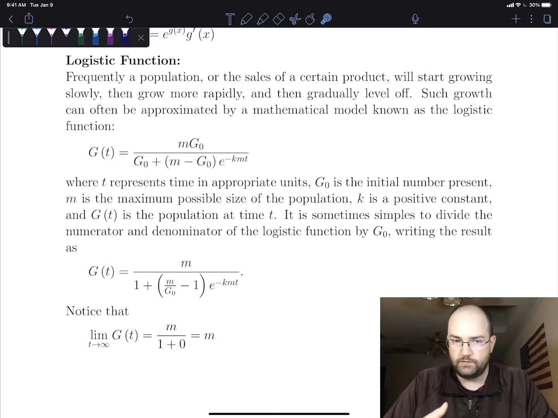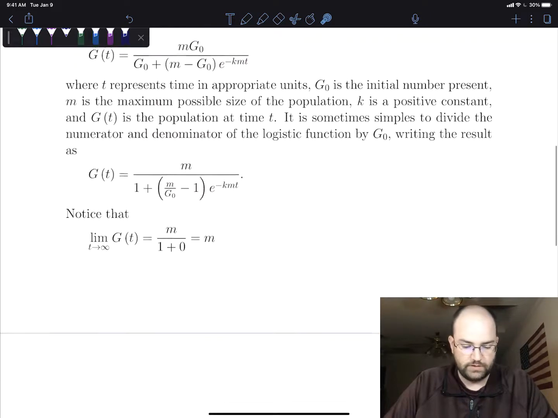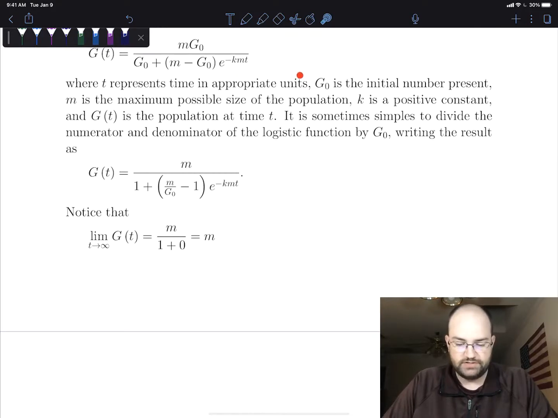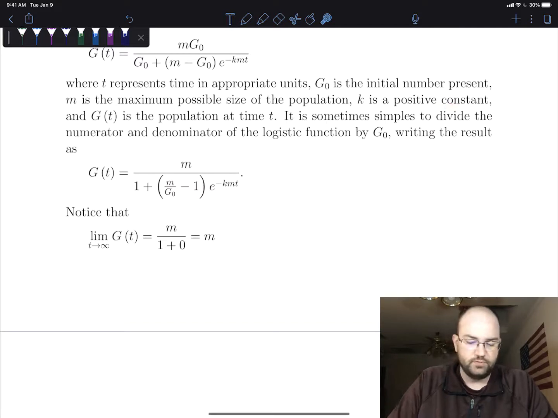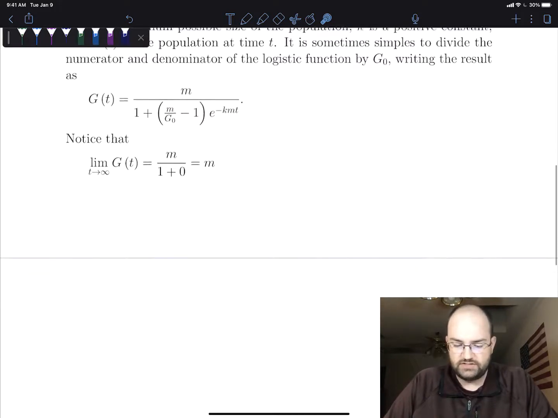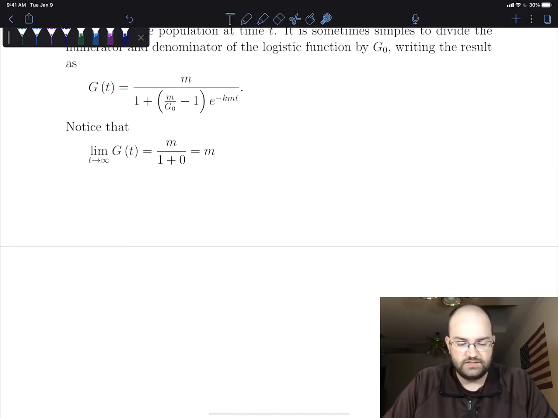Now, there's another way of writing this. We'll see that in a second, where t represents time in appropriate units. G naught is the initial number present. M is the maximum amount, the maximum possible size of the population. K is a positive constant, and g of t is the population at time t. It is sometimes simpler to divide the numerator and denominator by g naught, and you get the following. So you get g of t is equal to m all over 1 plus m over g naught minus 1 e to the negative kmt.